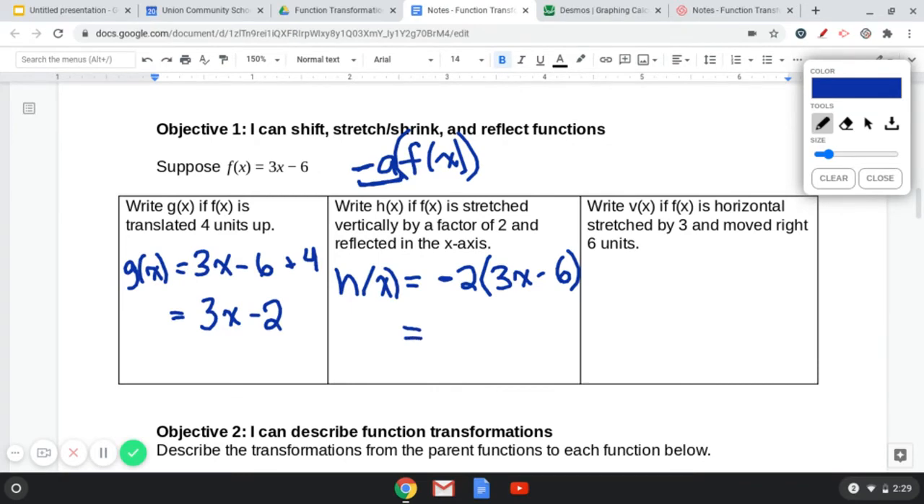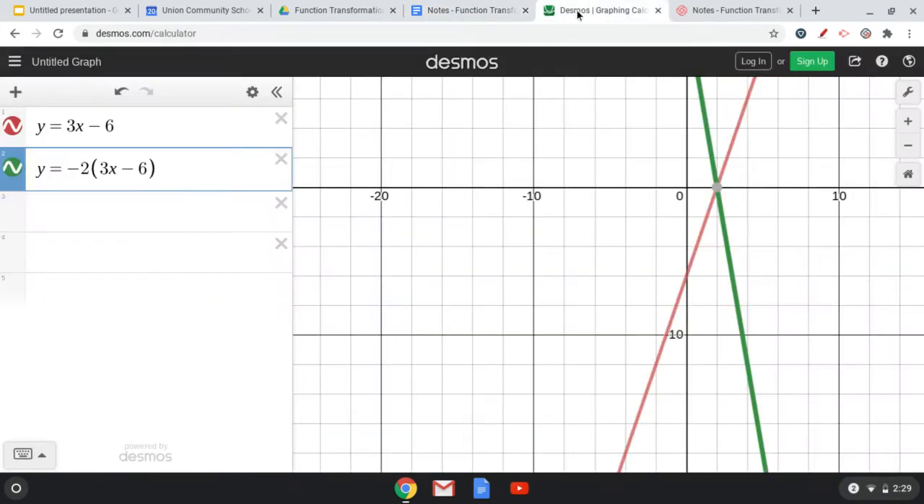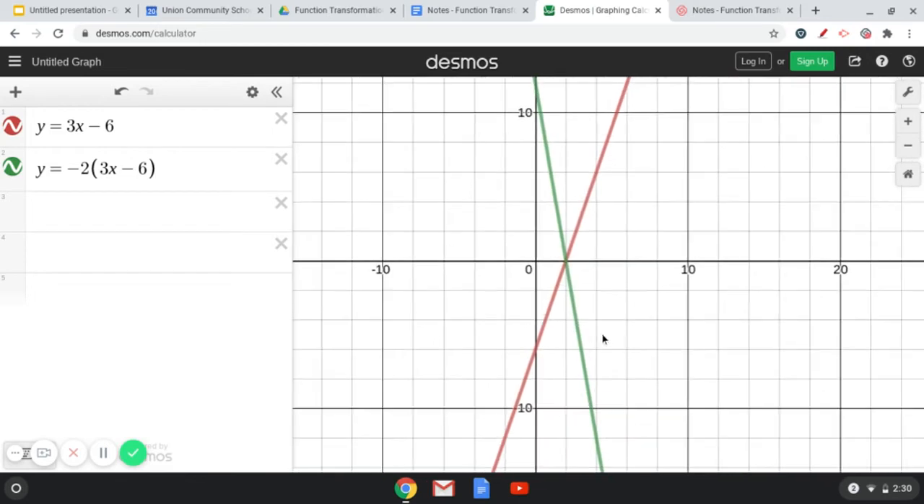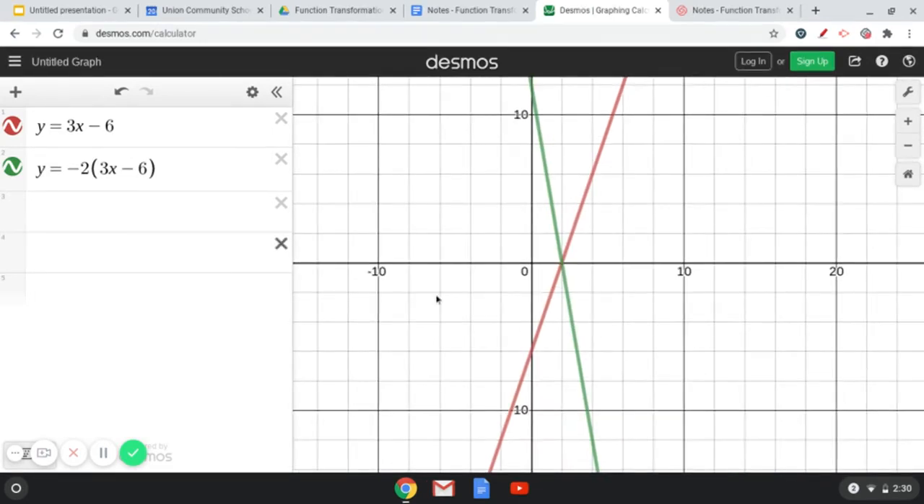And now we're going to simplify. Although it's very easy to see these transformations if you don't simplify. But this will be negative 6x plus 12. You can double check this in Desmos. So I have red is the original function, green is the new function. And let's take a look at, what is this? X equals 4. Let's just take a look at one point.